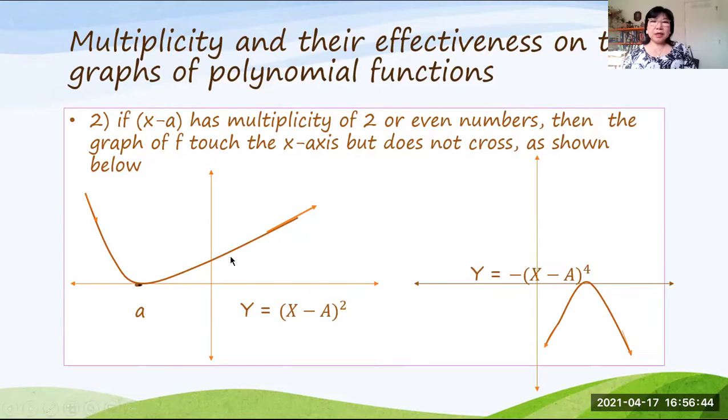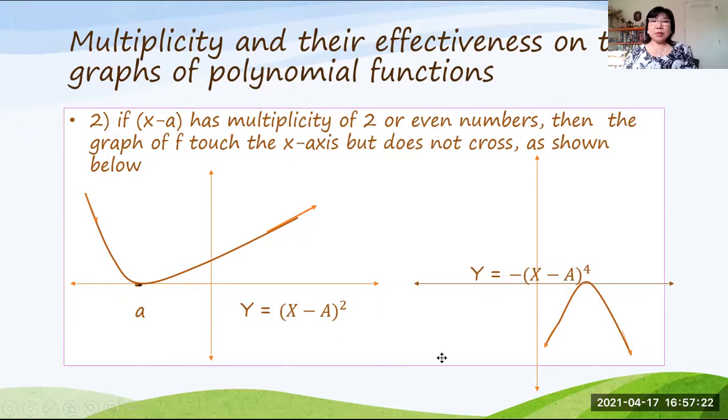It just touches it, and it looks like a parabola. It looks like the shape of the parabola. That's why we call it multiplicity 2. In that case, the factor x minus a will have a square power on top like this. And the shape of the function will touch the number a here at 1 point and not cross it. It's like the shape of a parabola.